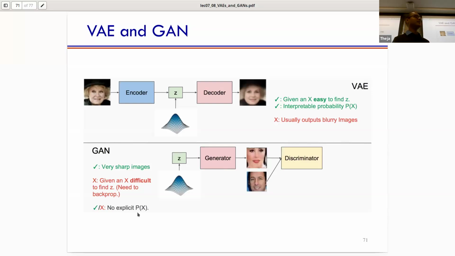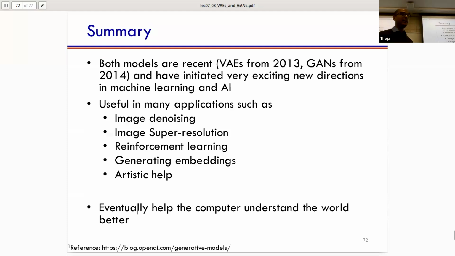Any questions with these pictures? Okay, if not, let's end here. VAEs are from 2013, GANs are from 2014, so kind of recent. Although there are some variations from decades ago, this is very recent, 10, 11 years ago. There are a lot of applications. Here I just listed a few of them, but if you look up on the internet, there are lots of applications.